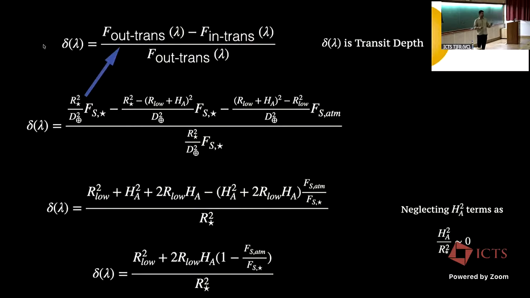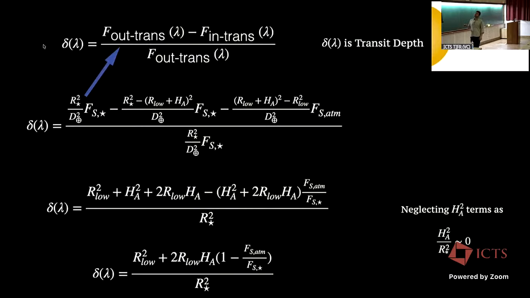So the difference between the out and in, so delta F divided by out of transit flux, all as a function of lambda. That is our transit depth as a function of lambda, or basically the transmission spectrum. This is what we want, the transmission spectrum. So how do we compute them in our model?